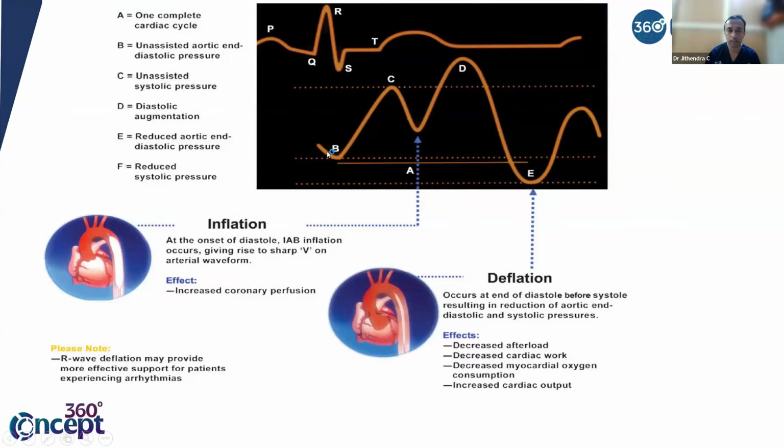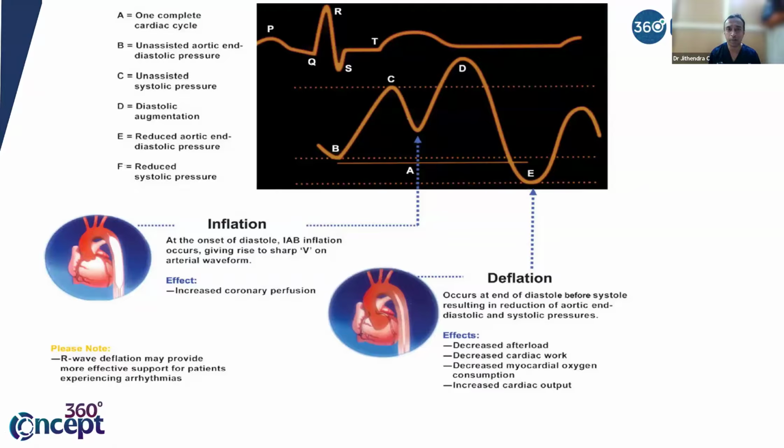After the R wave you will be having a systole. So that is when your deflation happens. It occurs at the end of diastole, before systole, resulting in reduction of afterload. I'll tell you the parameters or the hemodynamic effects of these. Another point you should remember is these labels, A, B, C, D, E, F. Sometimes they may ask you to interpret this, or they may tell you what is happening with the end diastolic pressure. So you should know what end diastolic pressure is.